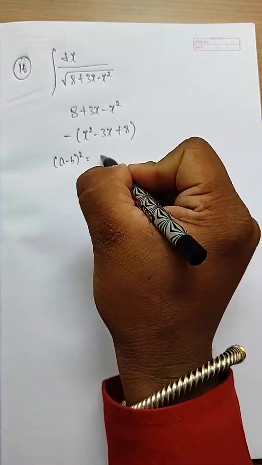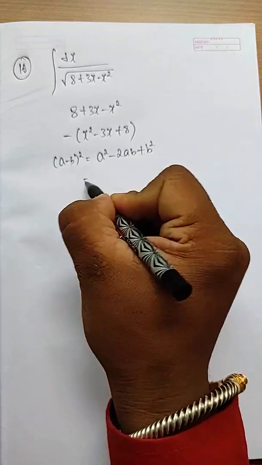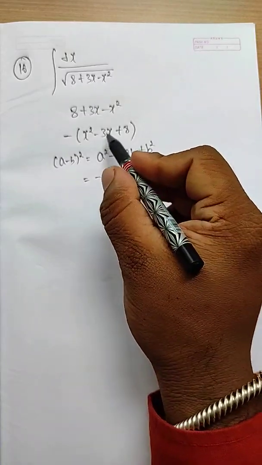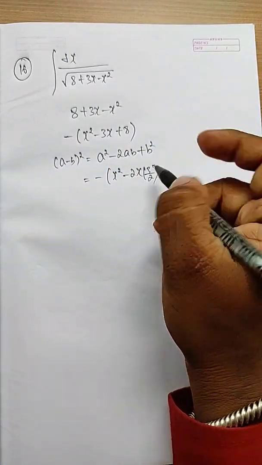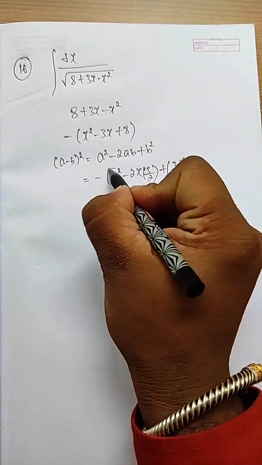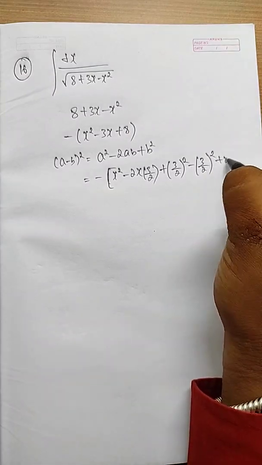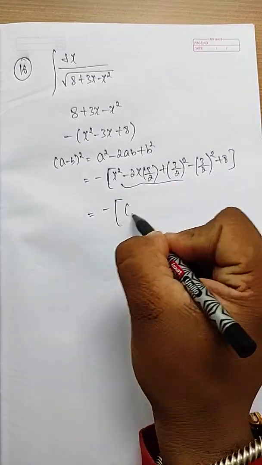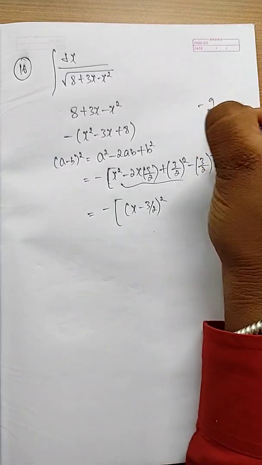What is the (a minus b) whole square formula? It is a square minus 2ab plus b square. So this is equal to minus x square minus 2x. Substituting b, we get 3x, so b is 3 by 2. Is it clear? Adding the 3 by 2 whole square, subtracting the 3 by 2 whole square, plus 8. So I am writing this as x minus 3 by 2 whole square minus 9 by 4 plus 8.